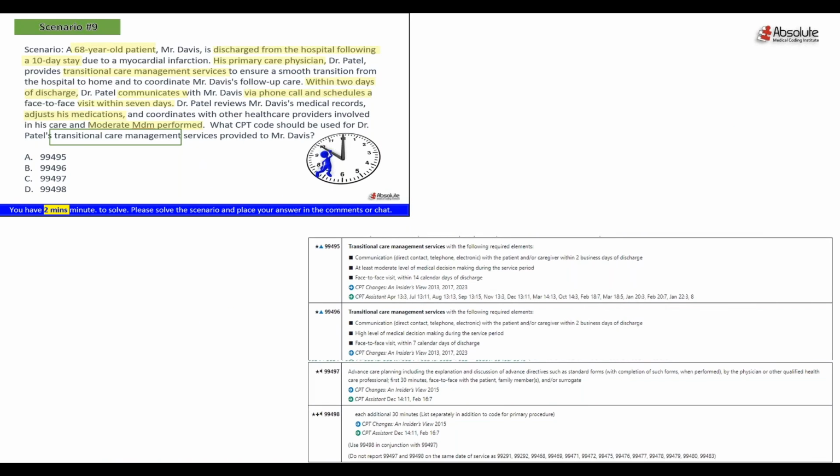So what are we coding for? We are coding for transitional care management services, and option C is coding for 99497, which is advance care planning. This is not advance care planning. This is transitional care management performed here. So options C and D are both incorrect straight away. Let's look at what option B is coding for. Now options A and B are coding for a transitional care management service. So coders, let me know why option B is incorrect. Why is option B incorrect?